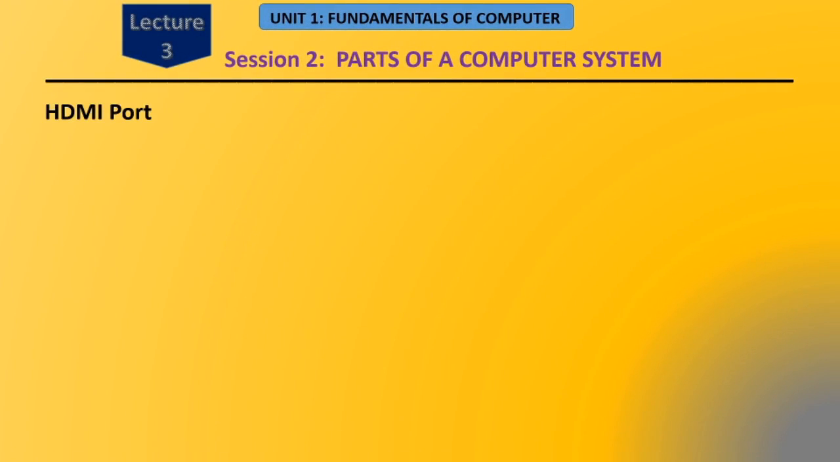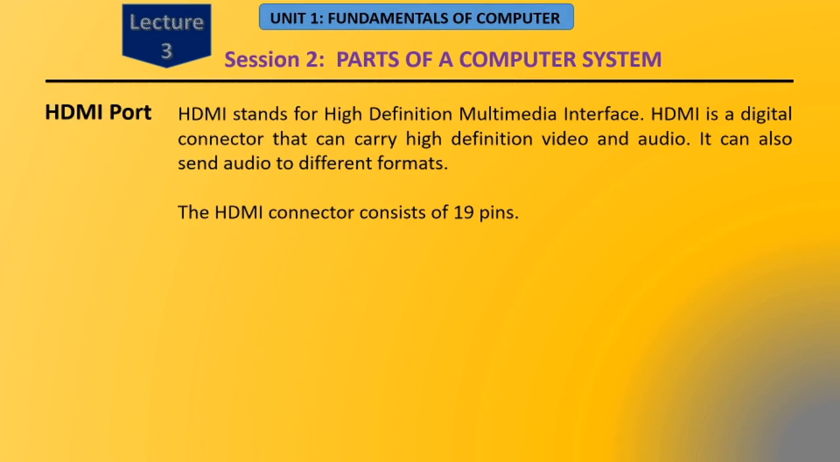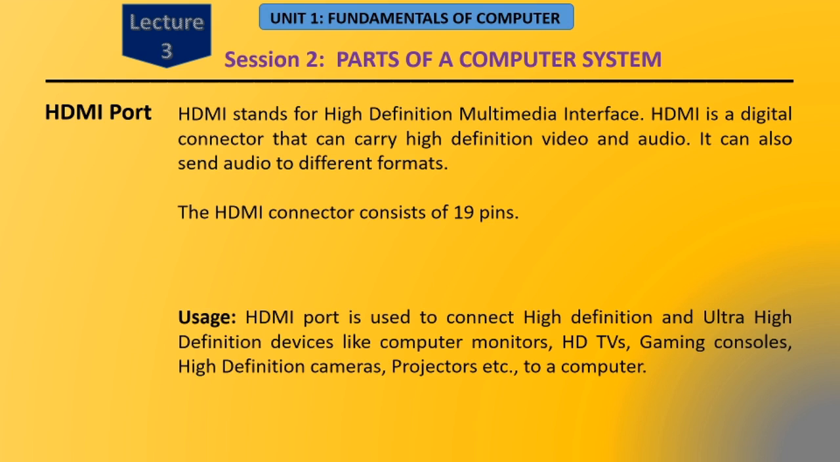Next type is HDMI port. HDMI stands for High Definition Multimedia Interface. HDMI is a digital connector that can carry high definition video and audio. It can also send audio in reference format. The HDMI connector consists of 19 pins. Usage: HDMI port is used to connect high definition and ultra high definition devices like computer monitors, HD TVs, gaming consoles, high definition cameras, projectors, etc. to a computer.